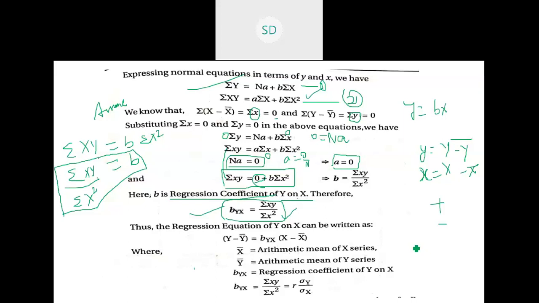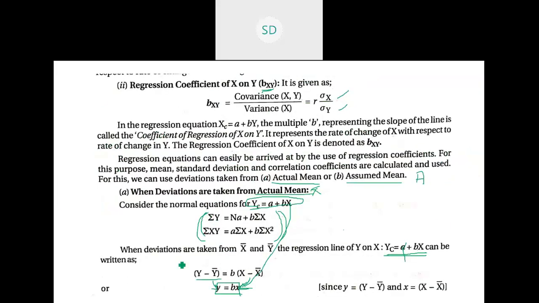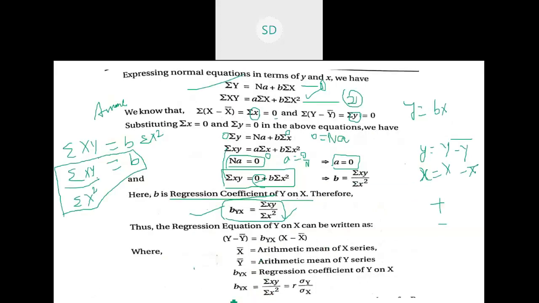Understood? Okay, great. Now, what we will be doing is this expression, the regression coefficient, whatever we saw here, we are going to substitute in this first equation, that is y is equal to bx. Now, how do we do that? Now, y minus y bar, this is your deviation, is equal to byx into x minus x bar.